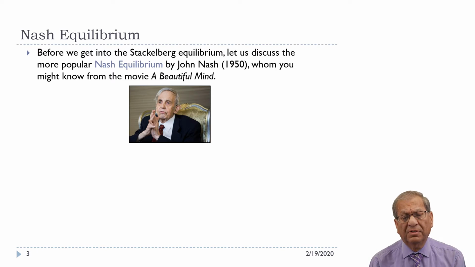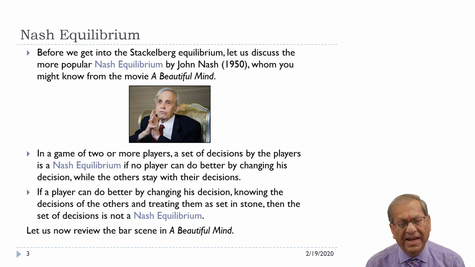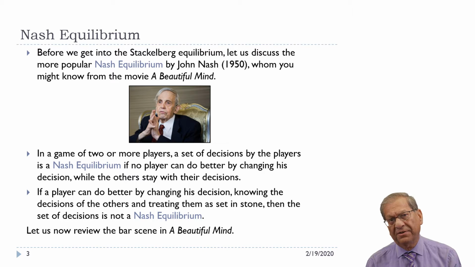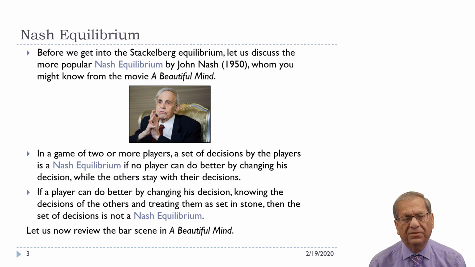Before we go into Stackelberg Equilibrium, let us discuss the more popular Nash Equilibrium by John Nash, whom you might know from the movie A Beautiful Mind. In a game of two or more players, a set of decisions by the players is a Nash equilibrium if no player can do better by changing his decision while the others stay with their decisions. Alternatively, if a player can do better by changing his decision, knowing the decisions of the others and treating them as set in stone, then the set of decisions is not a Nash equilibrium. Let us now review the bar scene in A Beautiful Mind.